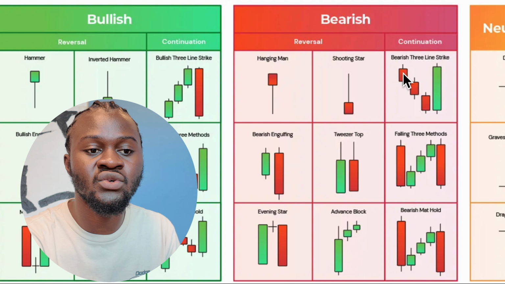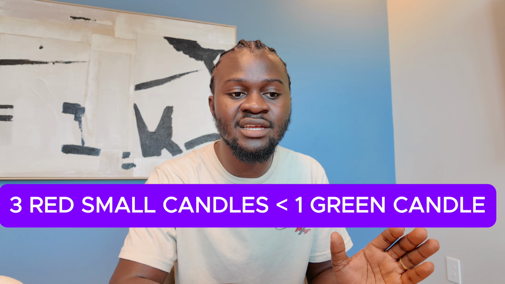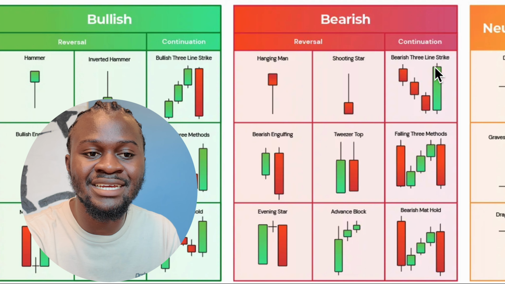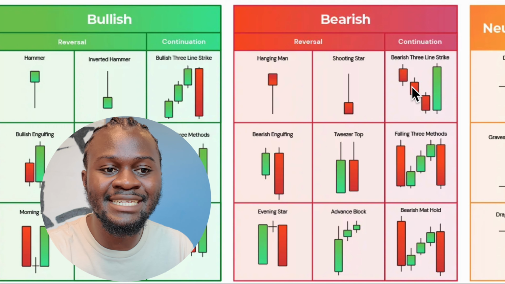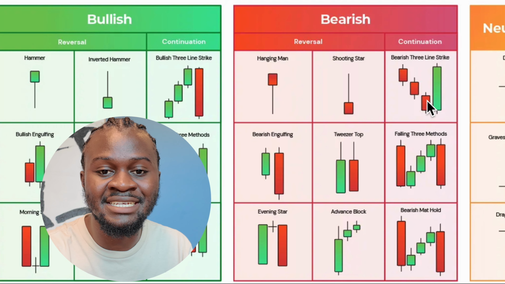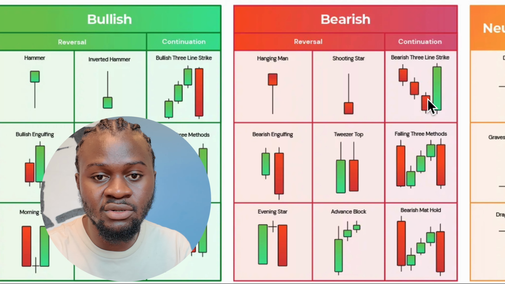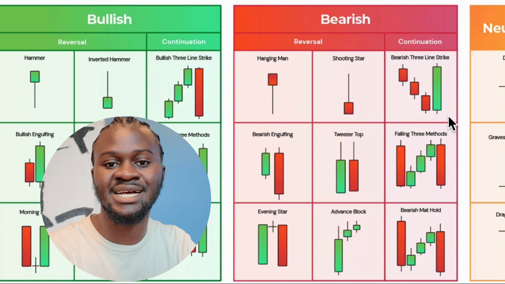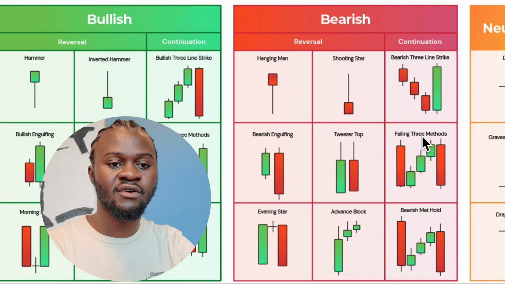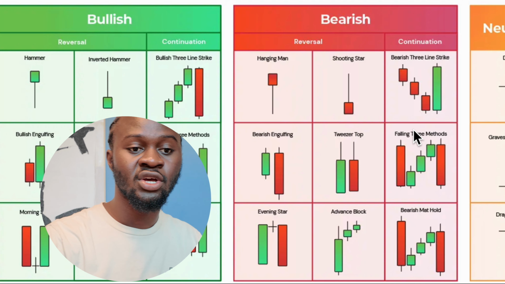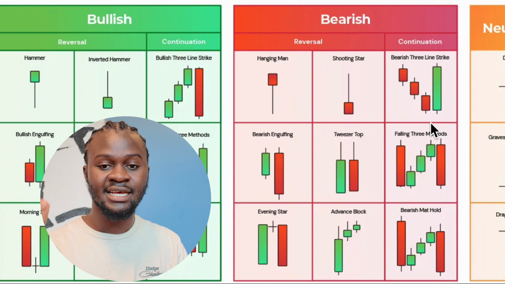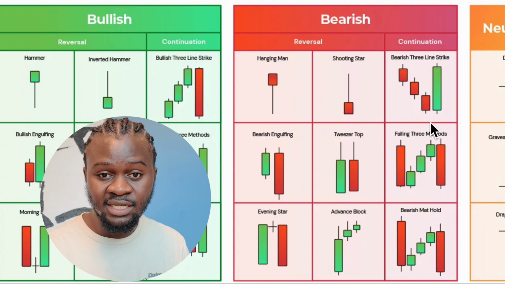So how do you identify this? When you see 3 bearish candlesticks followed by 1 bullish candlestick that engulfs the size of these 3 candlesticks, this happens in a downtrend. When you see this, you know that the trend is going to continue in that same direction. Then you have your falling 3 methods, and this is a bearish continuation pattern that is made up of 5 candlesticks that happen in an existing downtrend.